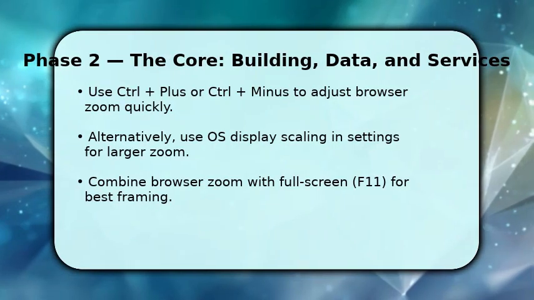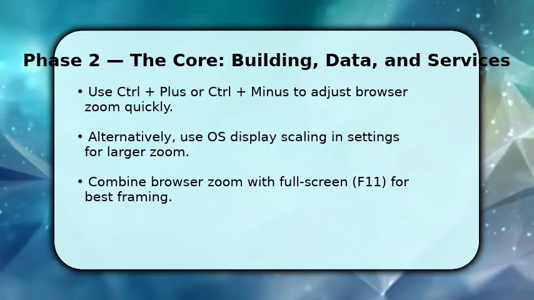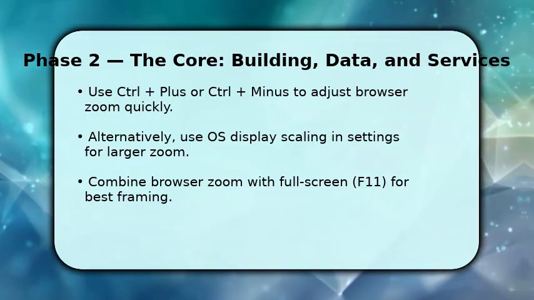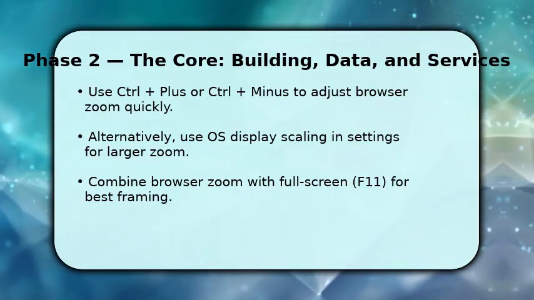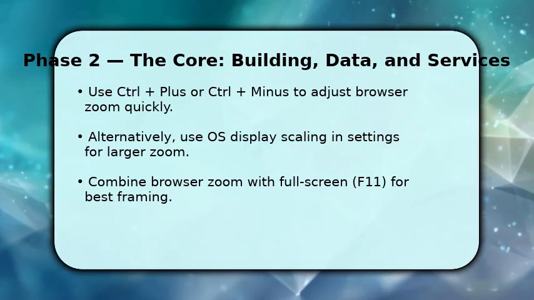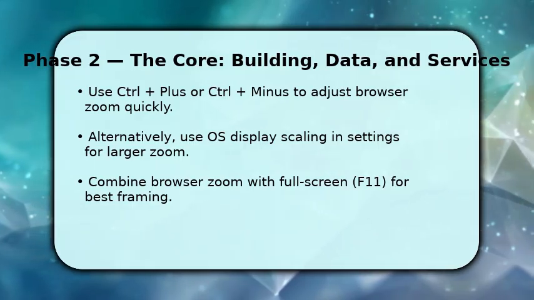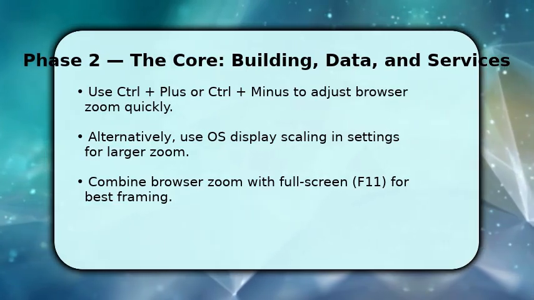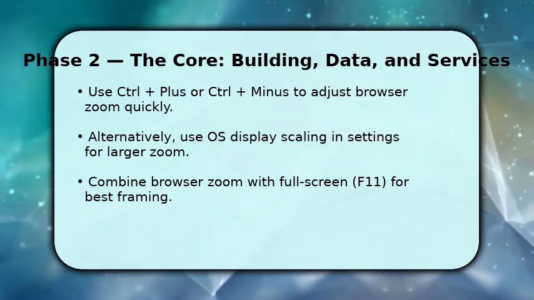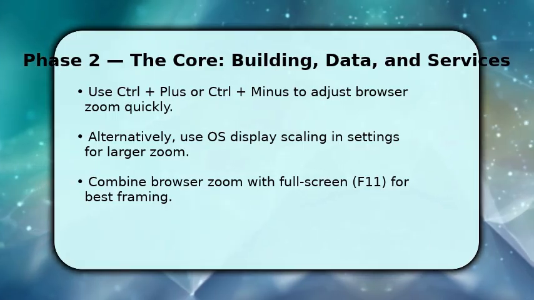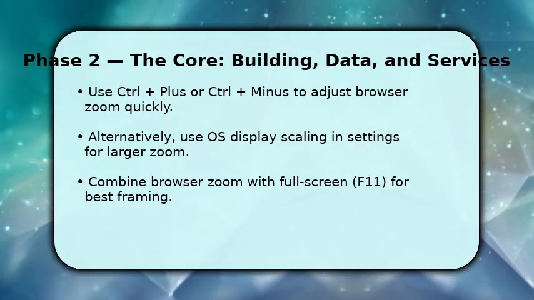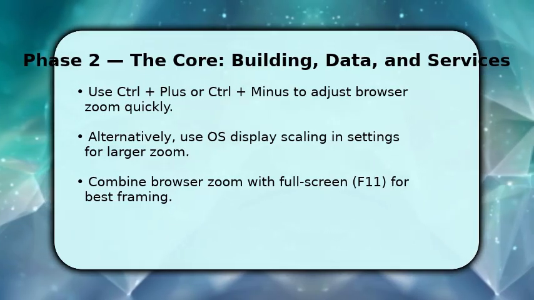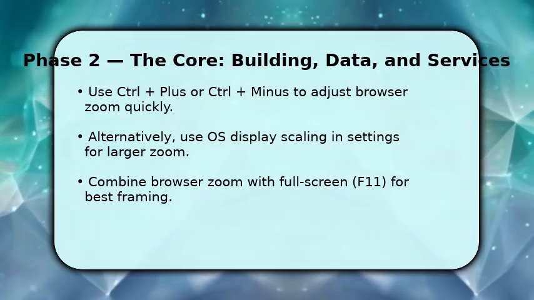Now zoom the content using the browser. Press Ctrl and plus repeatedly to enlarge until the video fills the desired area. If you need more magnification, adjust your operating system's display scaling, Windows display settings, or Mac OS display preference to increase overall UI scale. Once you reach a comfortable size, toggle full screen with F11 or the YouTube full screen button to remove distractions. Make sure controls remain accessible. If they hide, move the cursor to reveal them and refine zoom a bit more.